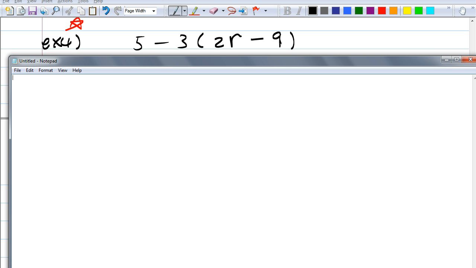Not subtraction. Do you see the multiplication? I don't see any multiplication. Where's the multiplication at? When you have 3 in parentheses with something here, there is a multiplication symbol right here. Isn't that right? Does that make sense? So you have to do that first. Please do not do 5 minus 3 and write 2. If you do that, then you get it wrong. Does that make sense? All right.